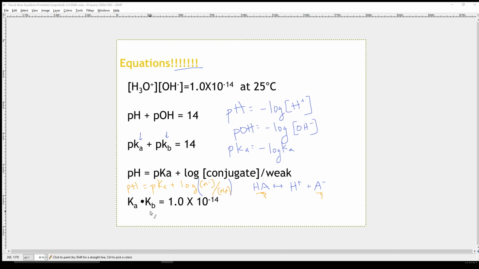And finally, if you take your equilibrium for your acid times the equilibrium for the base, you would always get 1.0 times 10 to the negative 14th. The next video is going to help you practice using these equations. Just know that they exist and be ready to use them.